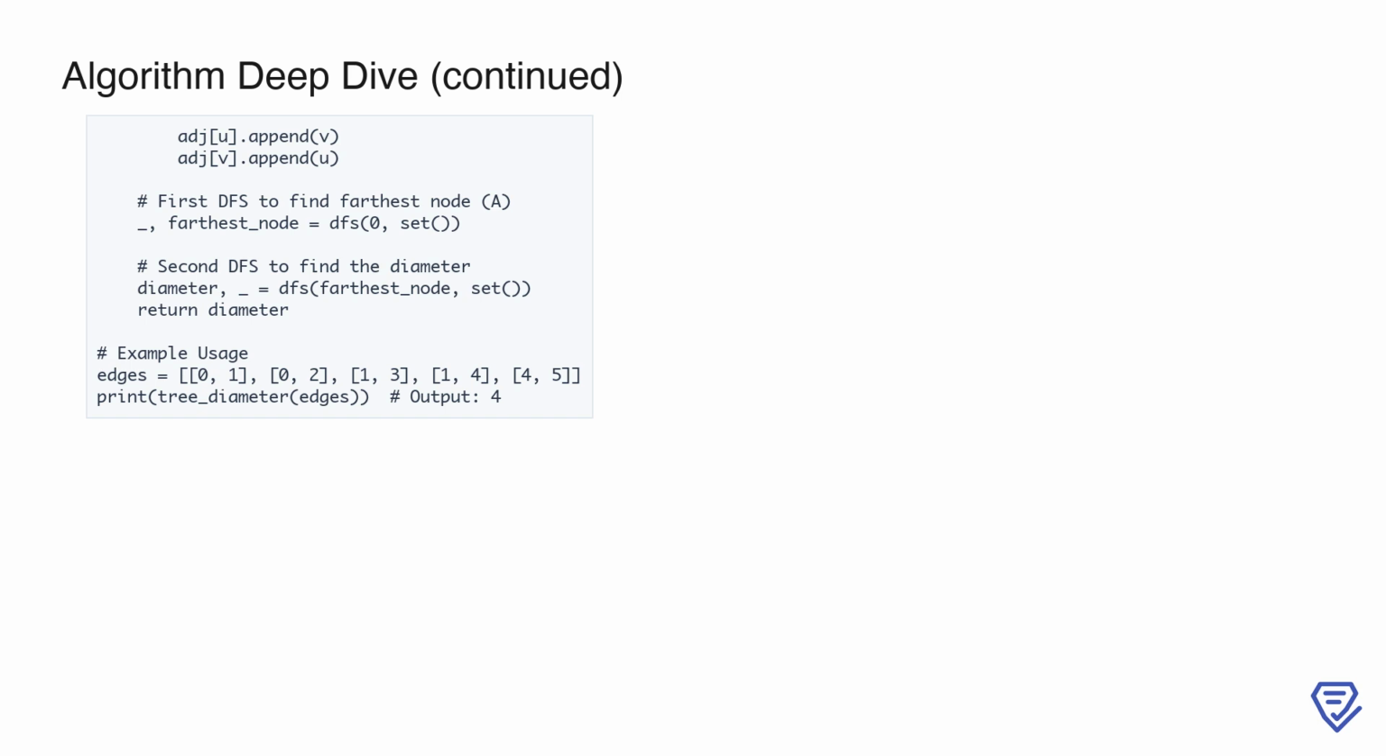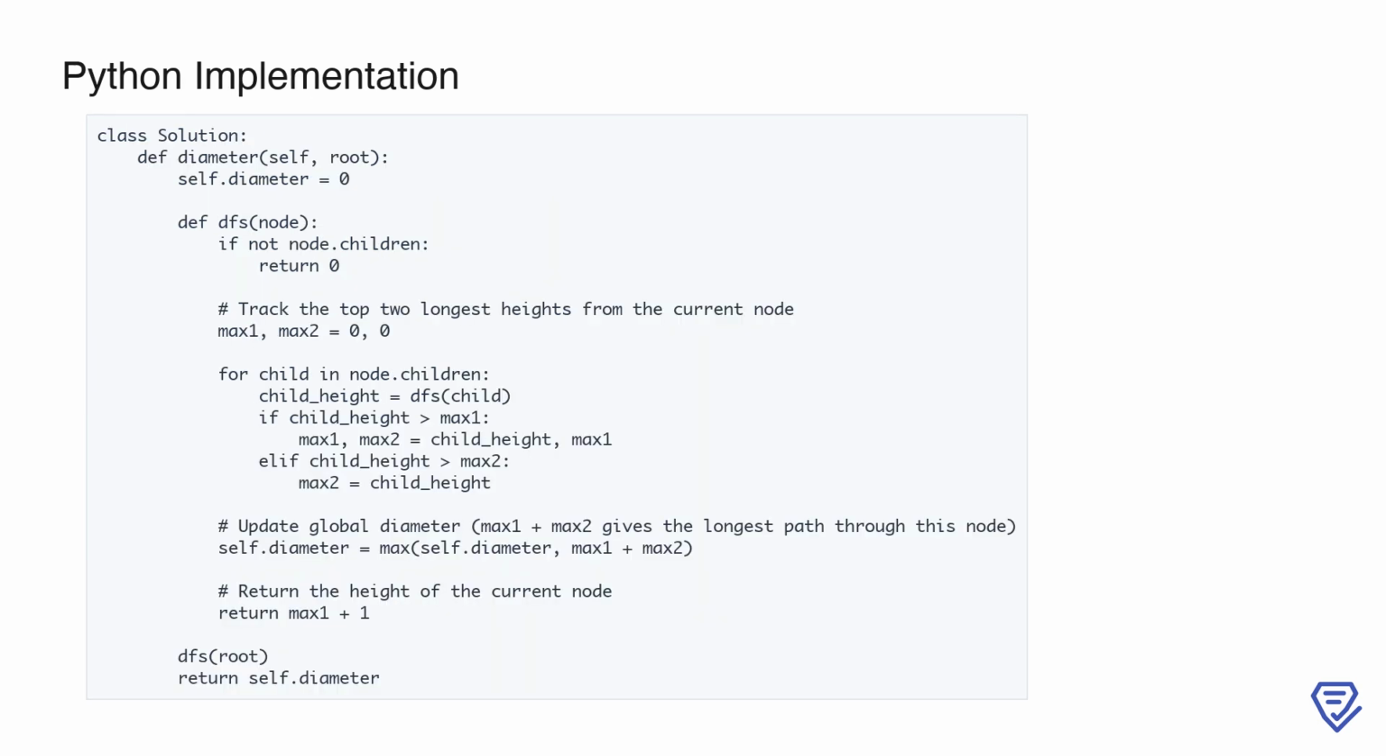This implementation is concise, efficient, and demonstrates how the two-pass DFS approach leverages tree properties to solve the problem in linear time. This Python implementation calculates the diameter of an N-Ary tree using a depth-first search (DFS) approach. The diameter is defined as the longest path between any two nodes in the tree. The function diameter begins by initializing a class-level variable self.diameter to 0. This variable is used to keep track of the maximum diameter encountered during the DFS traversal.